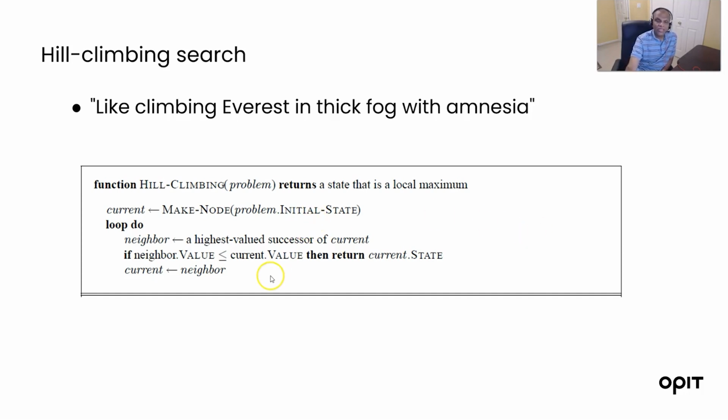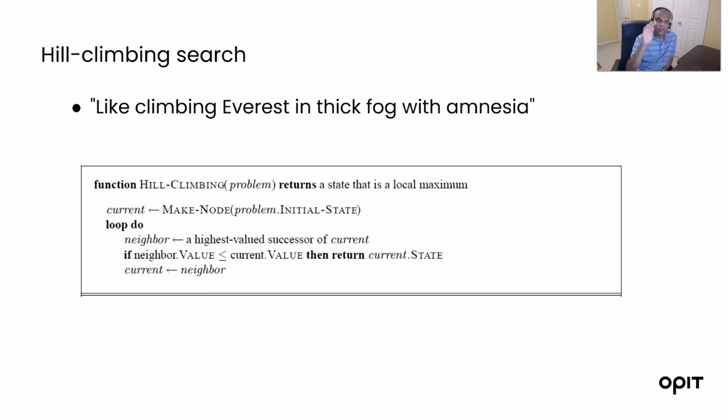So the pseudocode looks like this. Like we have done in previous algorithms, we'll take the state representation and convert it into a node structure. Let's call that current. Then inside the loop, from the current state, I generate all the neighboring nodes. I apply the objective function to all of them, and I select the neighbor node which has the highest value for the objective function. Why the highest value?